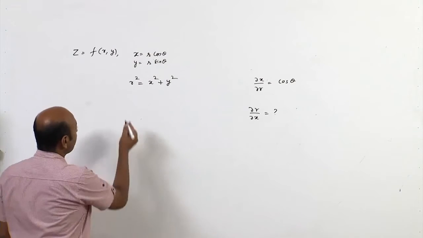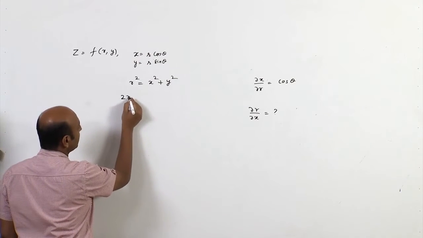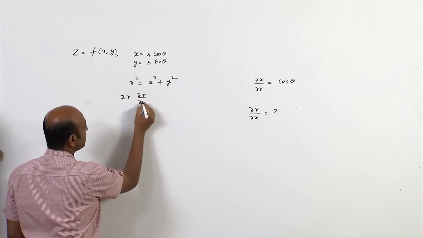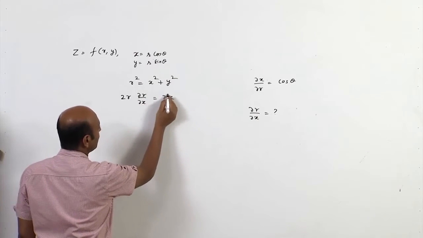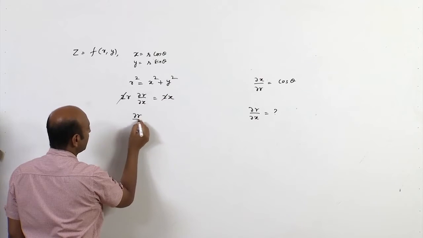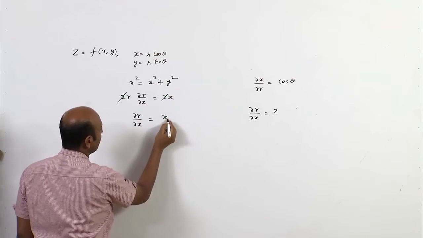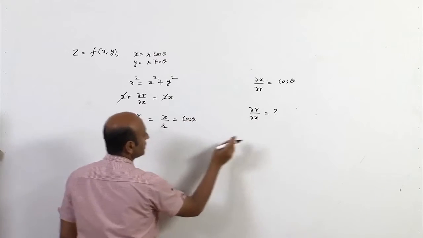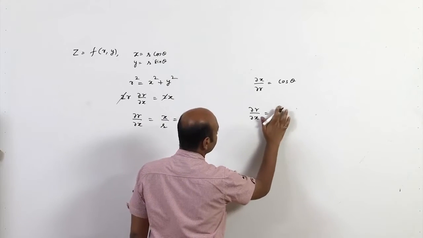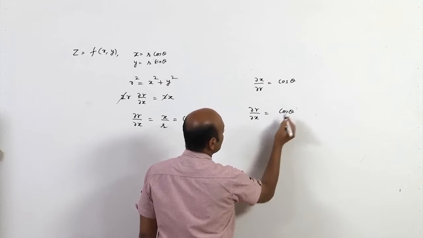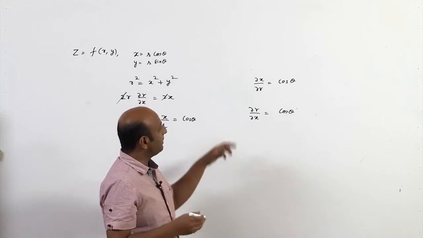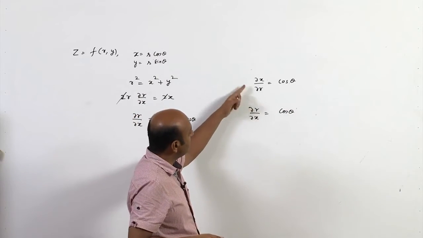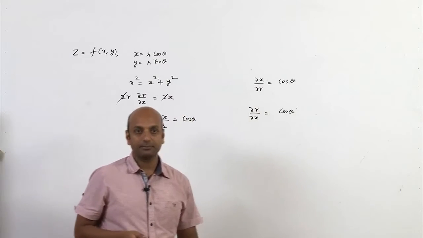Okay. So, what will be del r by del x from here? It is 2r del r by del x is equal to 2x, 2 cancels out. So, del r by del x is equal to x by r, and x by r from here it is cos theta. So, it is also cos theta. So, we have seen that del r by del x is not the reciprocal of del x by del r.